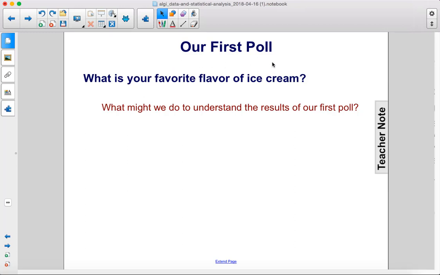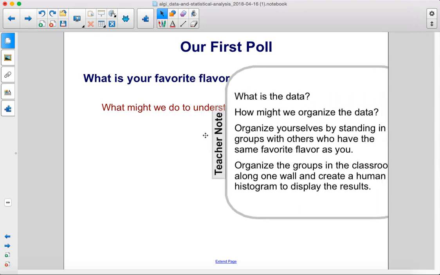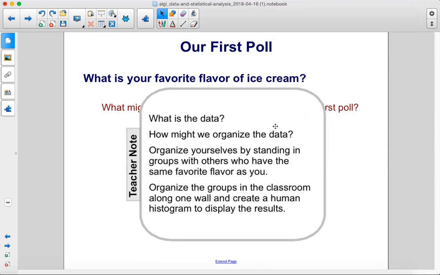That was our first poll. What might we do to understand the results of our first poll? What's the data? How might we organize the data? Organize yourselves, the students in the classroom, by standing in groups with others who have the same favorite flavor as you. Organize the groups in the classroom along one wall and create a human histogram to display the results.